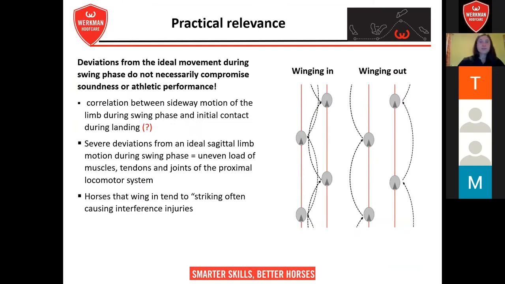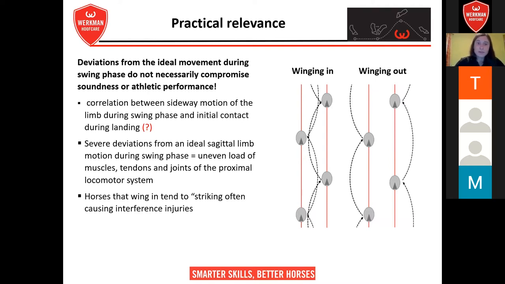And another relevance is if you have deviations from the straight line. So usually the optimal movement would be if you have a motion of the limb in a straight sagittal line. So this would be for all motions the most efficient way. But we all know that more or less no horses have a very straight movement. So in general, a lot of deviations are visible. So horses can wing in, they can wing out, they can adduct or abduct limbs. So we all know that we have all types of movement during swing phase. So sideway motion is very common.